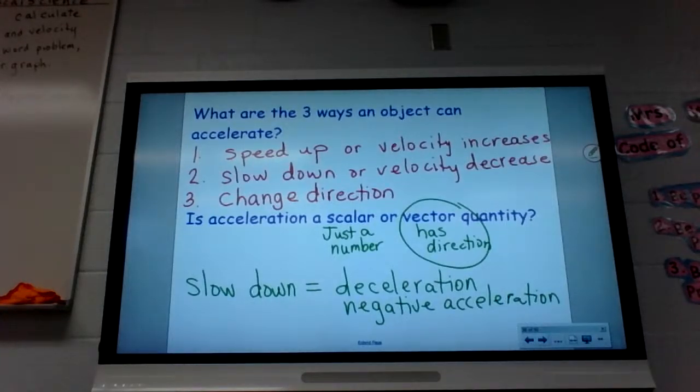So if it's a positive number, we're going to know what about our object? It increased. It sped up. If it's negative, we're going to know it slowed down. It had deceleration. It had negative acceleration is the way physics teachers like to say it. I'm perfectly okay with saying it decelerated because I'm not a fancy physics teacher.